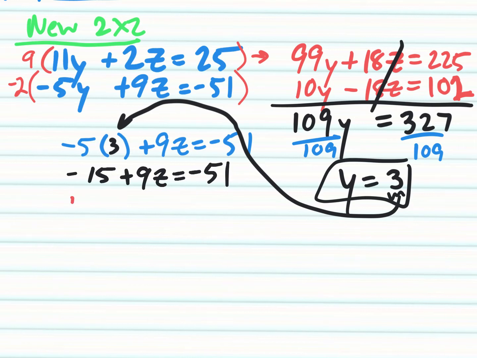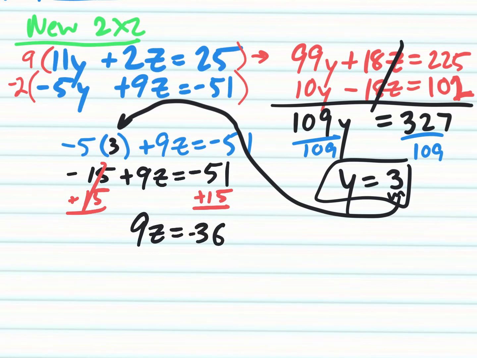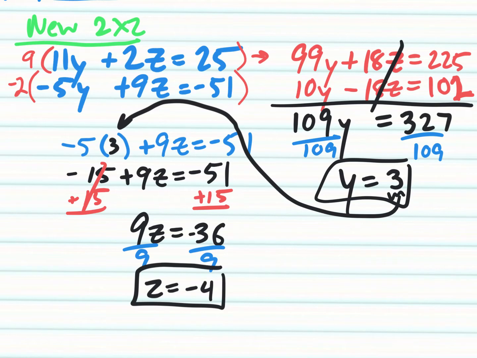Let's solve this thing. Adding 15, we end up with 9z equaling, anybody? Calculator? So I can be safe. Negative 36, right? And we're going to divide by 9. We end up with z equals negative 4. There is no room for errors, right? If we would have messed up on one little negative sign, it'd all be done. Anyway, we now have our answer to our new 2x2 system.